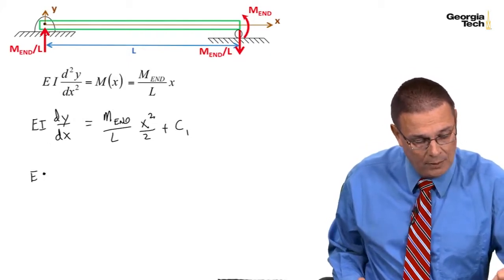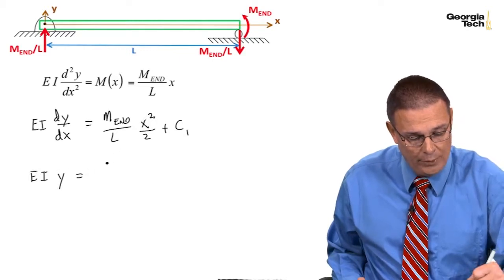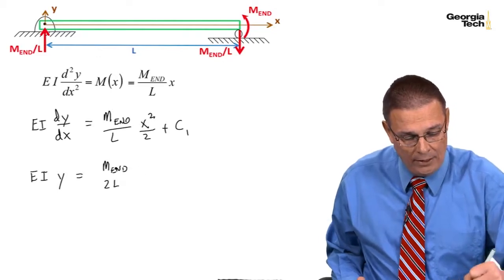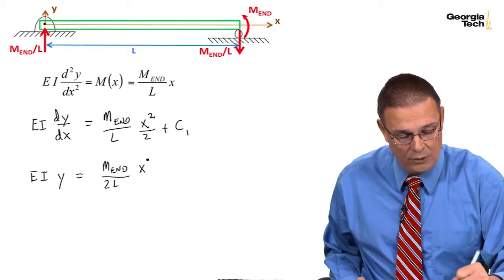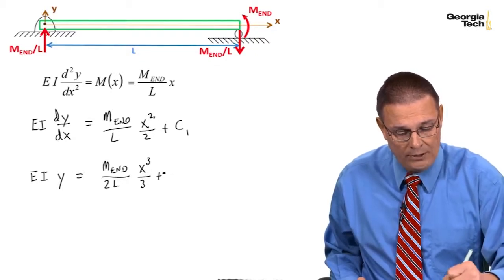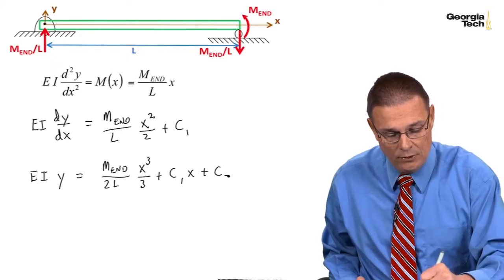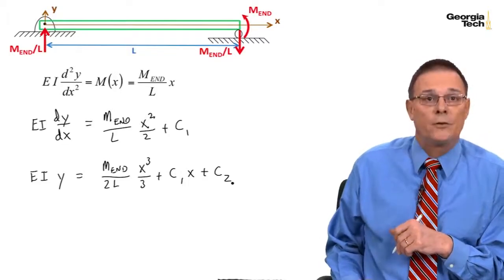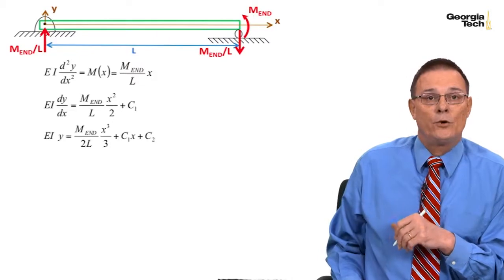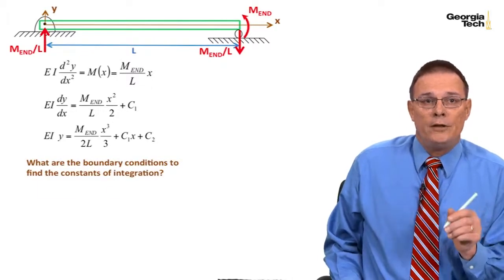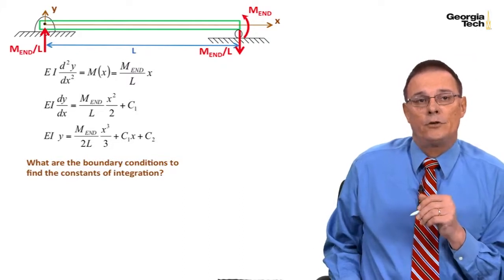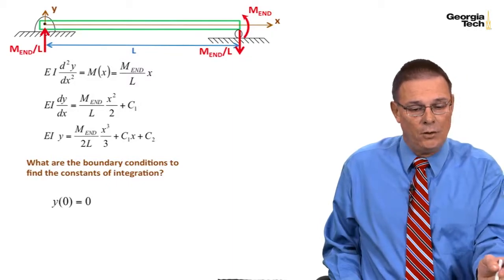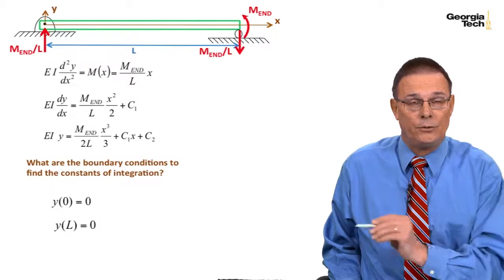So we have EI y equal to M_n over 2L, and integrating x squared, we get x cubed over 3, plus now C1 times x plus C2. We've integrated twice to find the deflection, and we've introduced two constants of integration. Here are those results. What boundary conditions can we use to find the constants of integration? We know the deflection at the left hand end is equal to 0, and the deflection at the right hand end, where x equals L, is equal to 0.